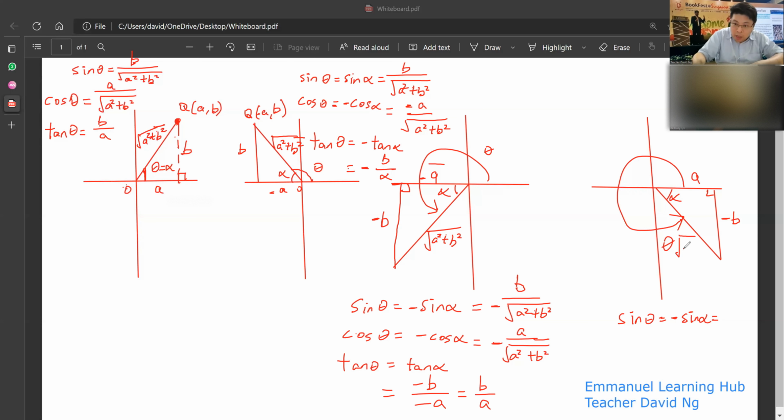Here is square root of A square plus B square. So it would be negative B over square root of A square plus B square. Then cosine theta. Last quadrant, fourth quadrant, cosine is positive, so no negative sign. And what is your cosine alpha? Cosine alpha is adjacent over hypotenuse.